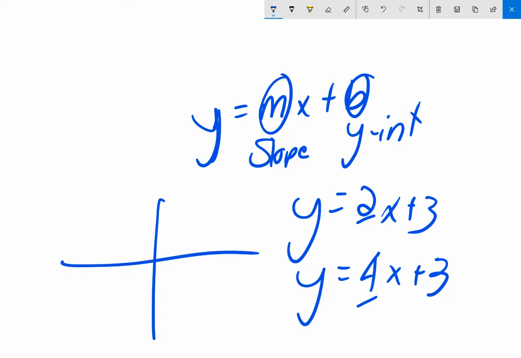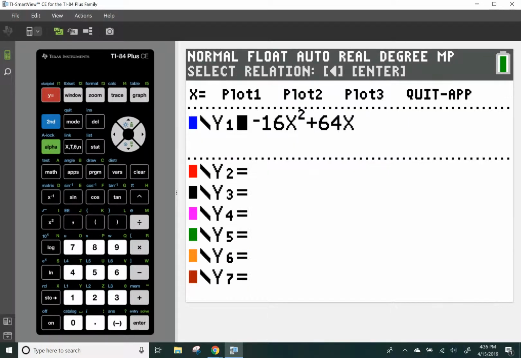So notice in number 1 that you do not have the same slope, so they're not going to be parallel. If you want to, you can graph those lines by going to your calculator and going to your y equals and just physically plotting them on the graph.